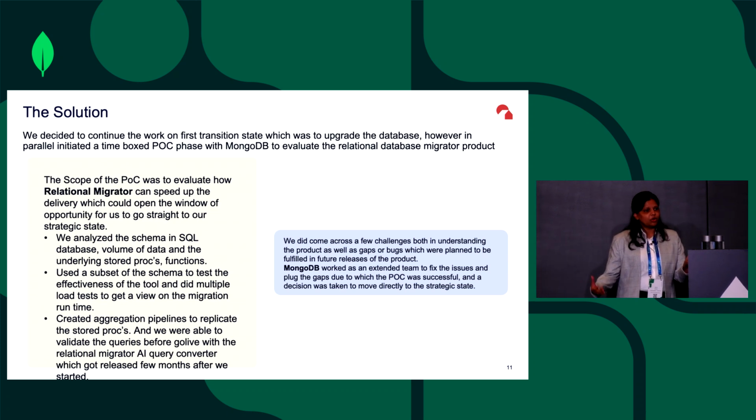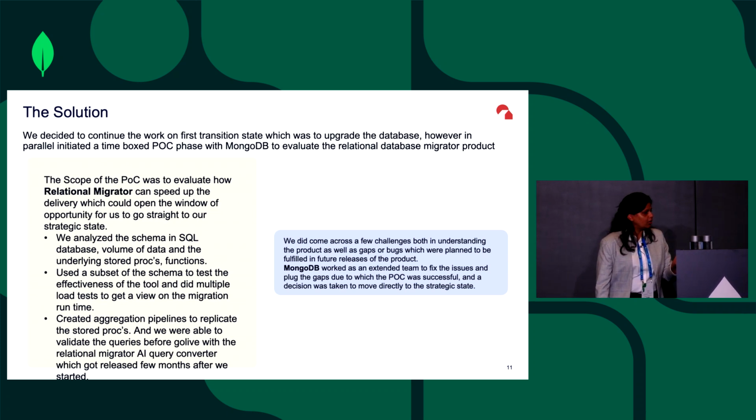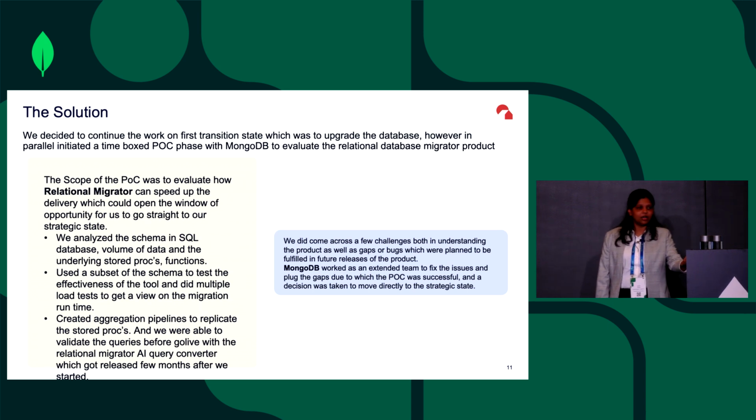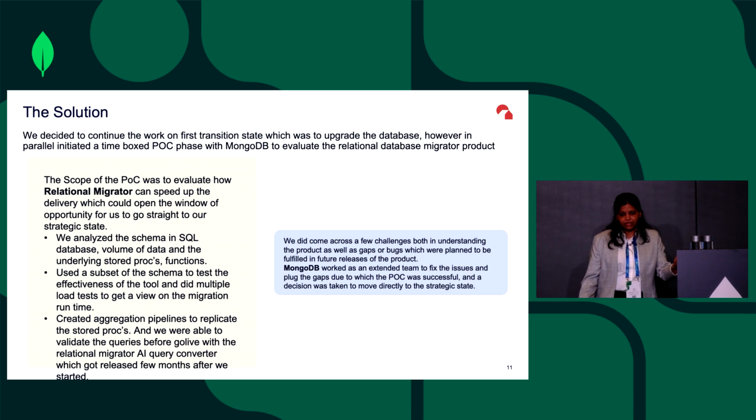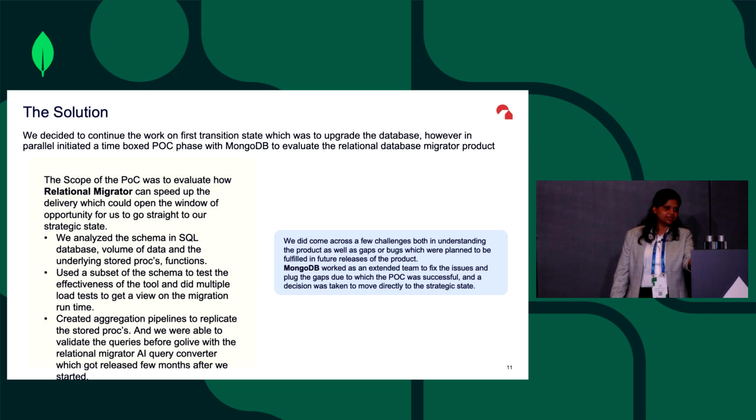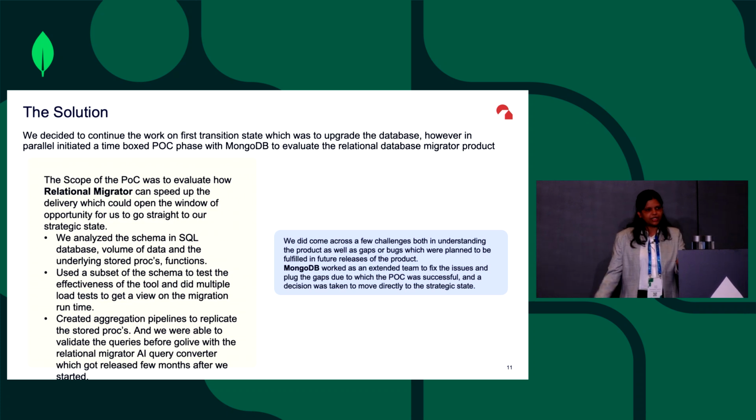So it was a time-boxed proof of concept that we took along with the MongoDB team, where the scope was to evaluate Relational Migrator and how it can speed up the delivery, which could open the window for our future migrations easily. We analyzed the schema in SQL, what we can move, the volume of data, as well as the stored procedures, functions, ETLs, everything, the underlying system. What subset of data can be moved to prove it works for us?